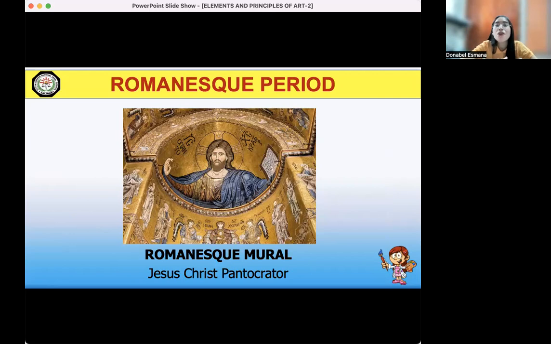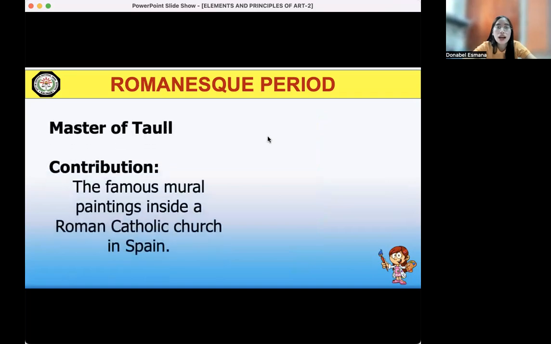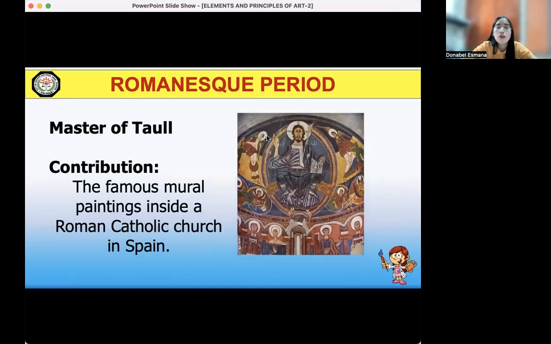And that is derived from one of many names of God in Judaism. And meron po tayong famous artist during the Romanesque period. He is known as Master of Taul. He is considered as the greatest mural painter of the 12th century in Catalonia. And ano ang kanyang significant contribution?